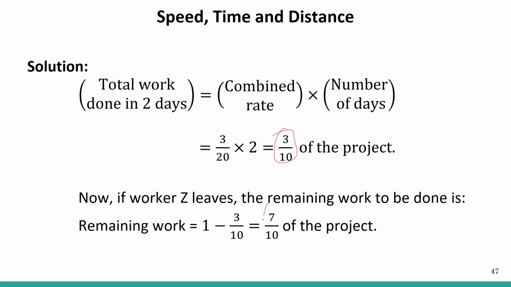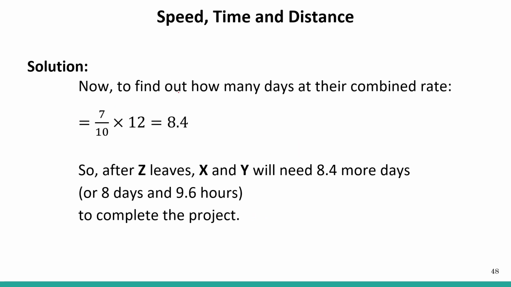Okay, so the remaining part is what? 7 by 10. That is 1 minus 3 by 10. Okay, so to find out how many days it will take, the combined work rate is equal to 7 by 10 whole into 12, which is equal to 8.4. So after Z leaves, X and Y will need to work 8.4 more days, okay, to complete the project.